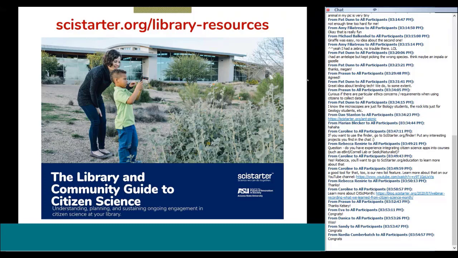This publication is available along with a lot of other free resources at scistarter.org/library-resources. And one of the things that we're looking to do is to add an academic library section to this in the near future. So please stay tuned for that. And then I am going to go ahead and pass on to the last slide, I believe.